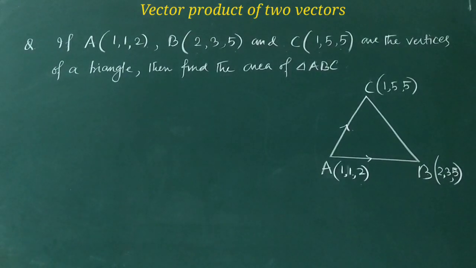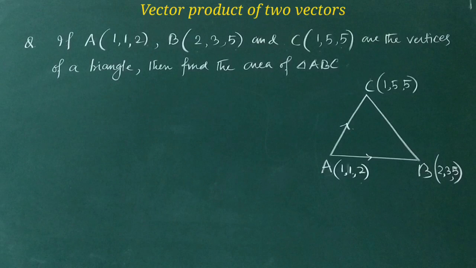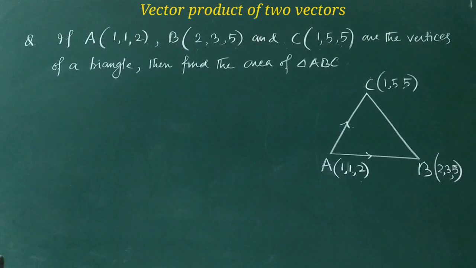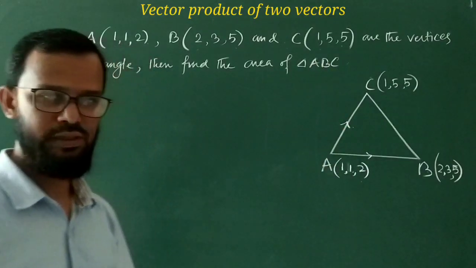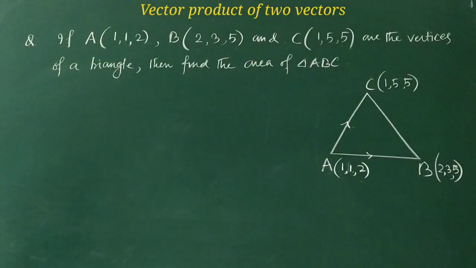The question is, if A, B, C with coordinates given are the vertices of a triangle, and you have to find the area of the triangle ABC. You have to find the area of triangle ABC if the vertices are given.